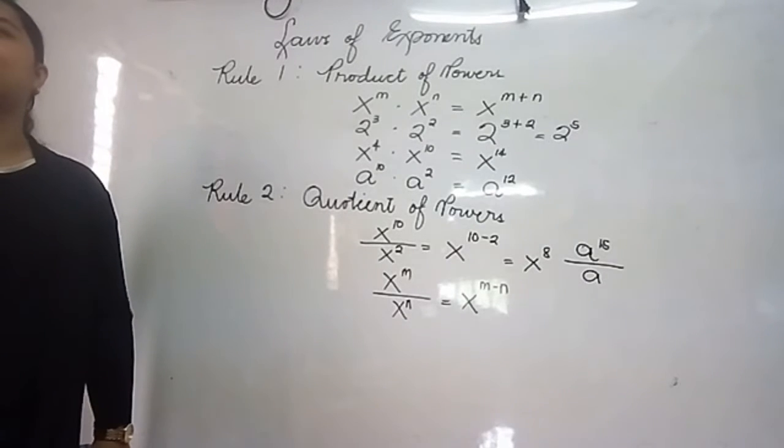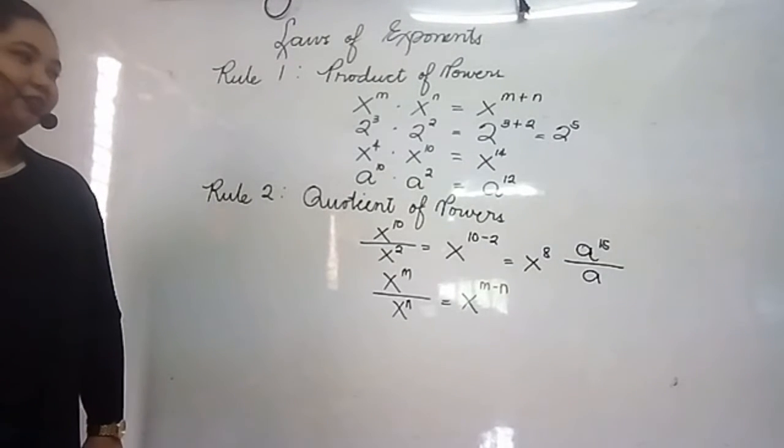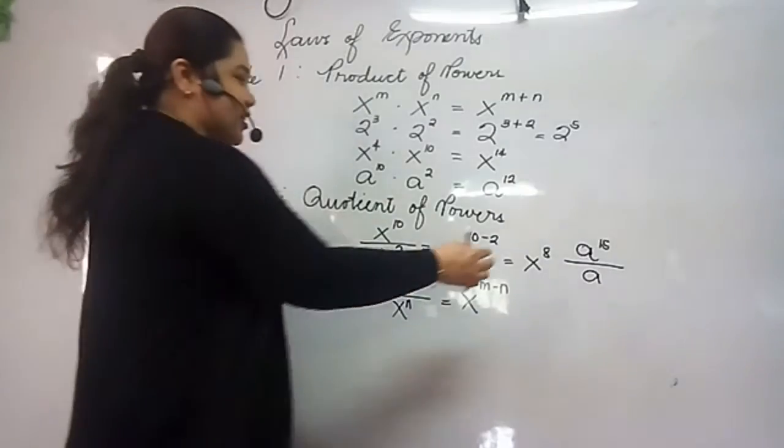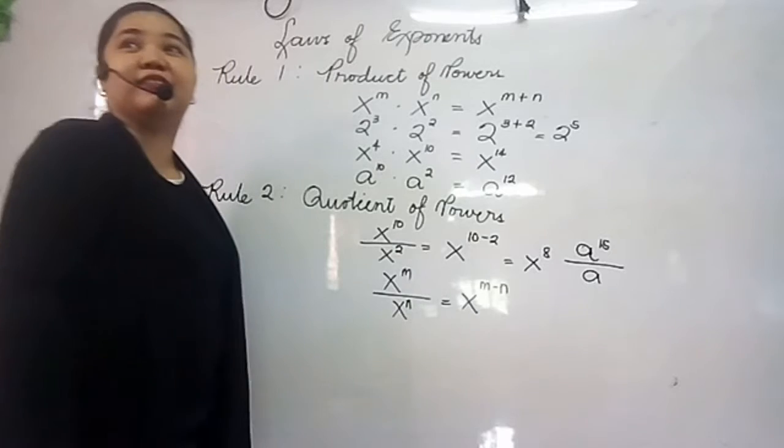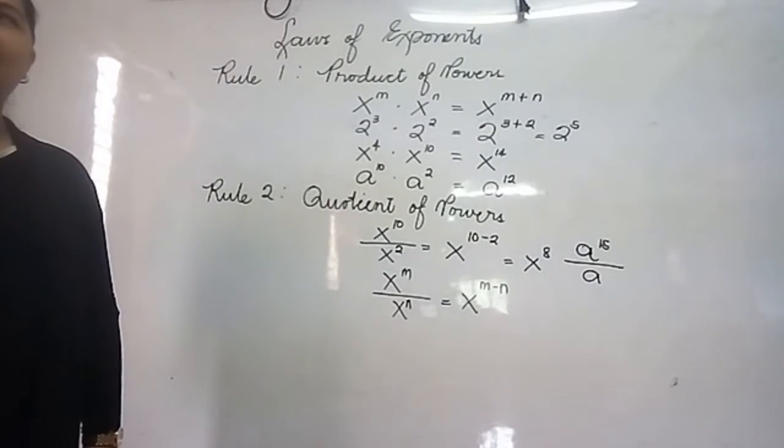Kenji, what is the result here? A raised to the 15th power divided by A raised to the 10th power.